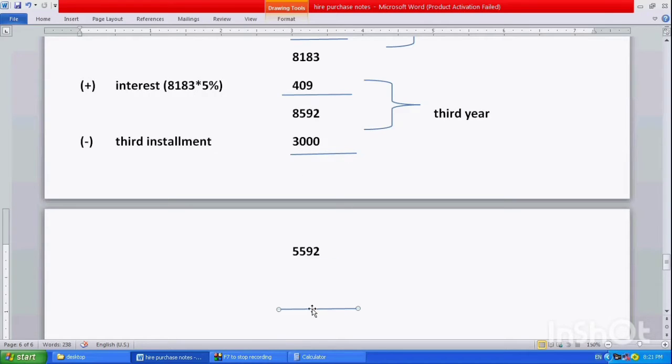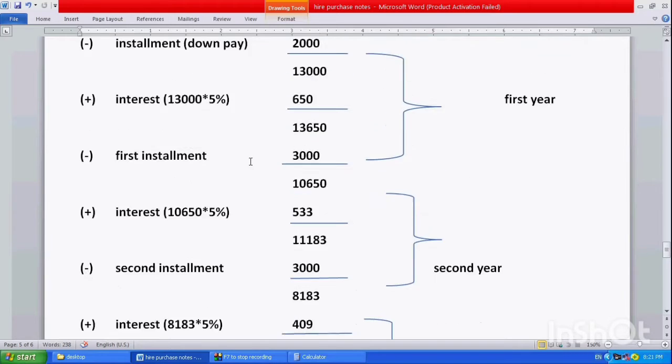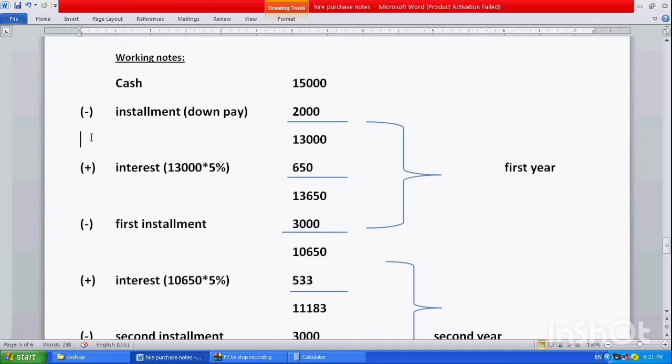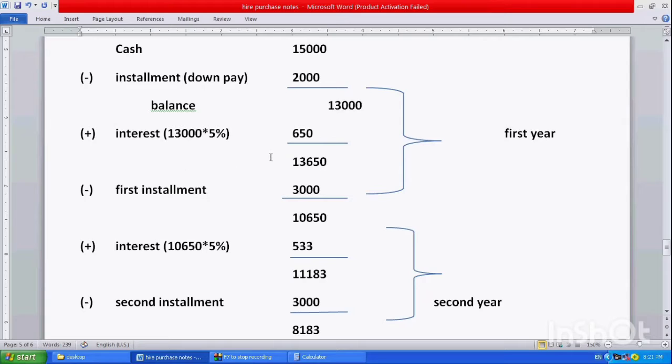Now add interest. The third year interest we have added, so now we need to add the fourth and fifth year interest. Here it is the first year. You can write balance as a balance: after the down payment, this 13,000 is the balance amount. After adding interest, this is the balance amount. After deducting the installment, it is also a balance amount.